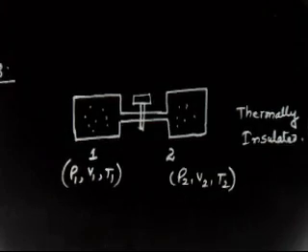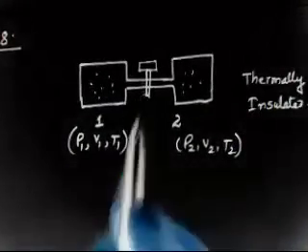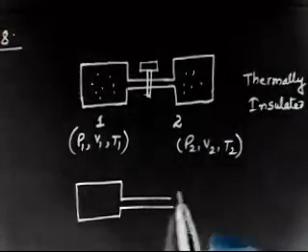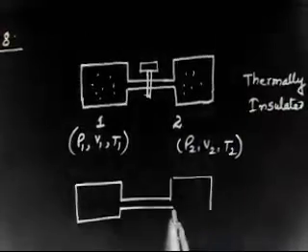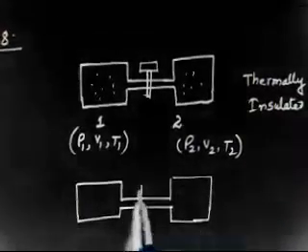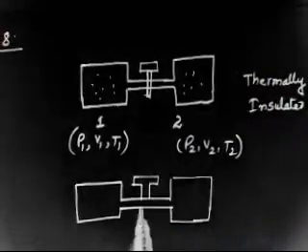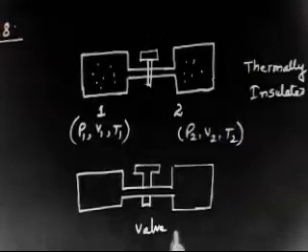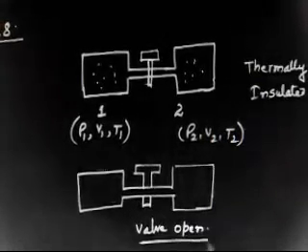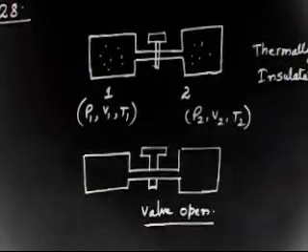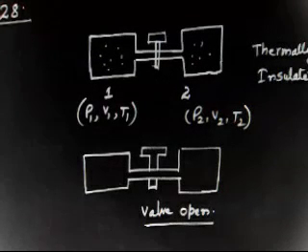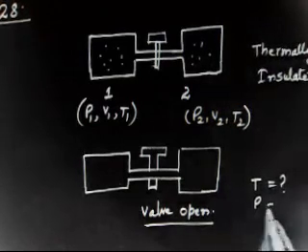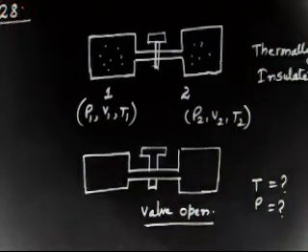So now the question says initially this valve is closed. Now if I open this valve, now we have something like this. So the valve is open. In the previous case the valve is closed. Now the question says find the temperature and pressure established after the valve is open. So we have to find temperature. We have to find pressure.